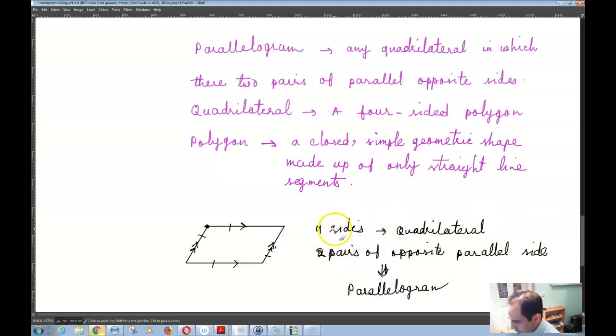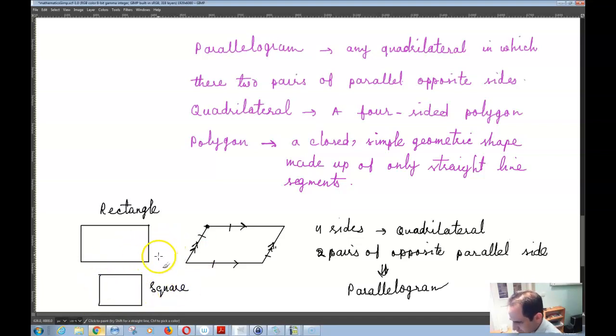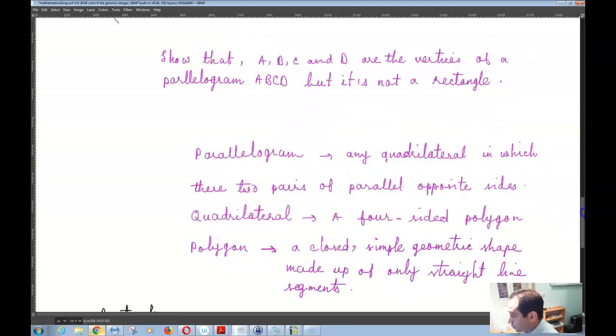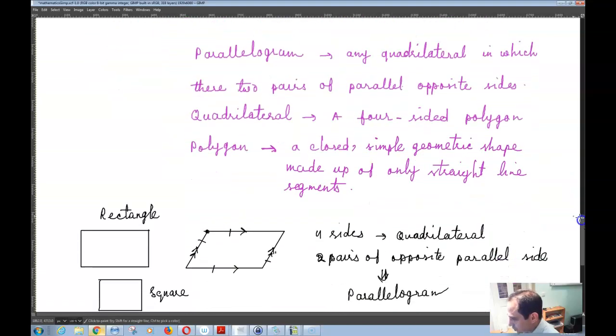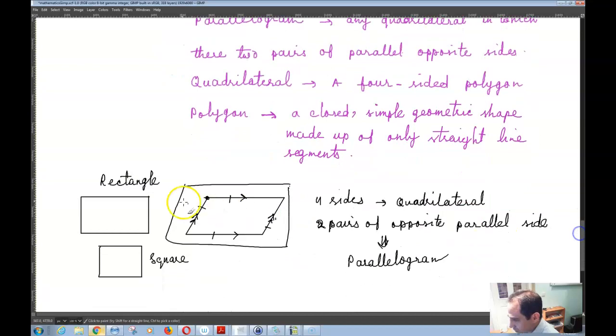With the same definition, of course, a rectangle is also a case of a parallelogram, or a square is also a case of a parallelogram, and there are some other geometric shapes that are also special cases of a parallelogram. Now, in this example, the term parallelogram has been used a little bit loosely. You have these 4 vertices, these 4 points in space, and you want to show that these points are the vertices of a parallelogram, meaning strictly this geometric shape, but it's not a rectangle. By rectangle, what is meant is this geometric shape. So that's what the question is.